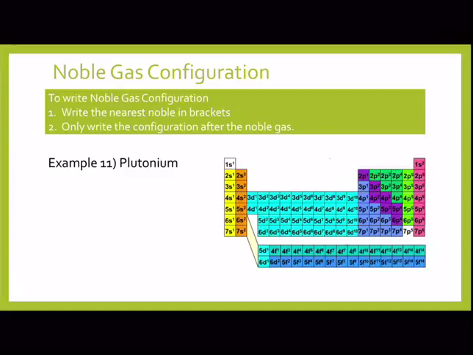So noble gas configuration makes it a little bit easier to write the electron configurations. To do this, you're going to write the nearest noble gas in brackets, and then you only have to write what comes after that noble gas. So we can see our noble gas is radon. So we write Rn, and then 7s2, 5f5.